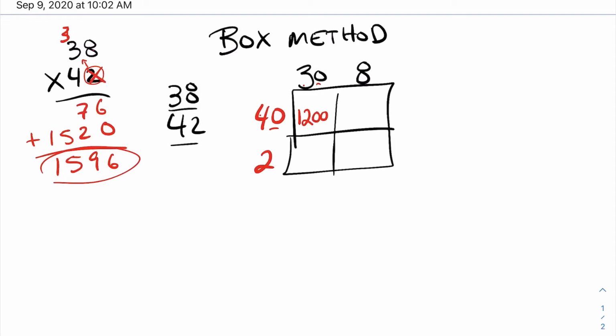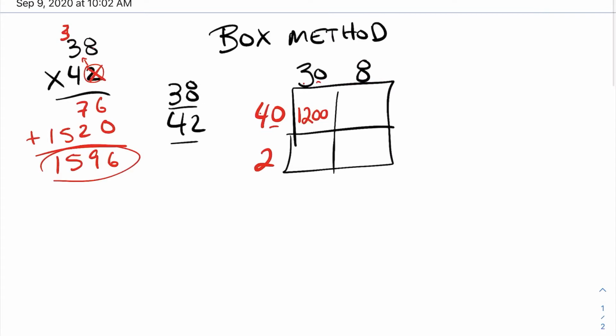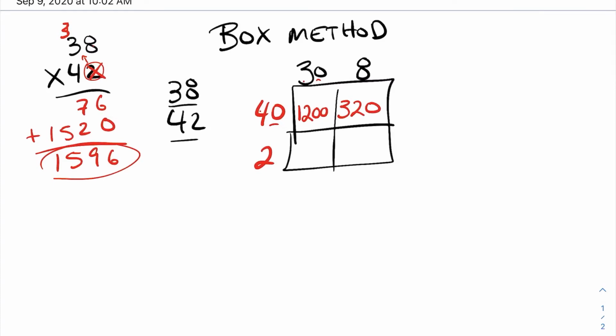Then we're going to do 40 times 8 because we're still in this box right here. 4 times 8 is 32, and then we're going to put the 0 right there. Then we're going to do this box right here, 2 times 30. 2 times 3 first is 6. Since there's 1 zero, put the 0 there.